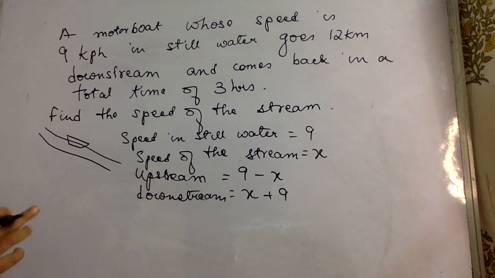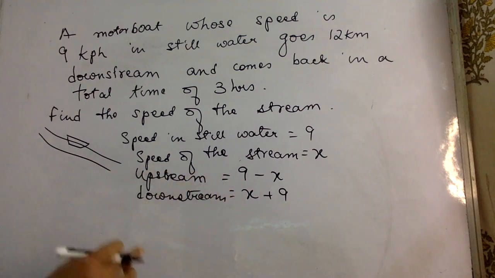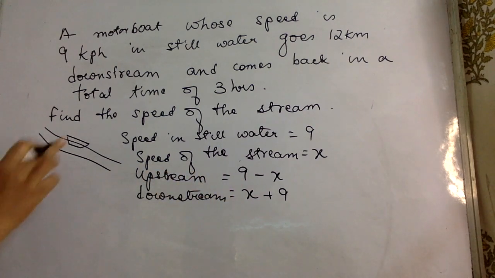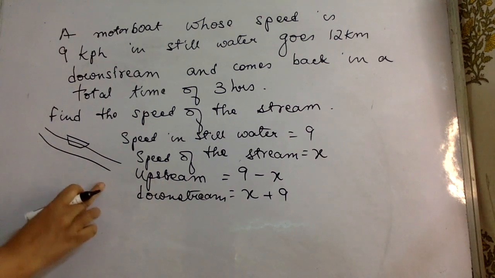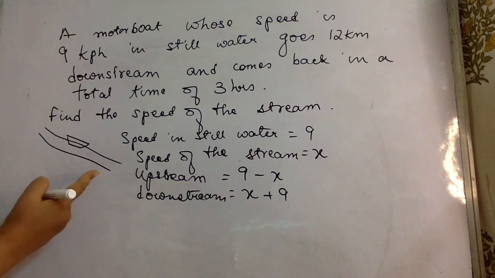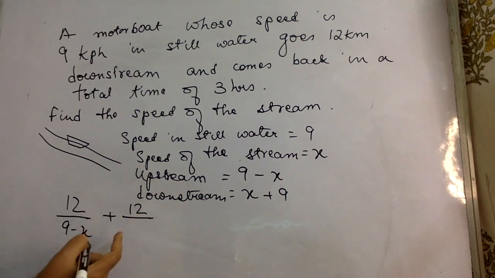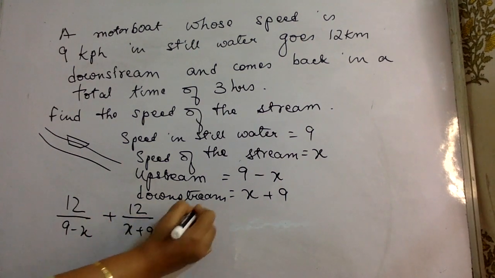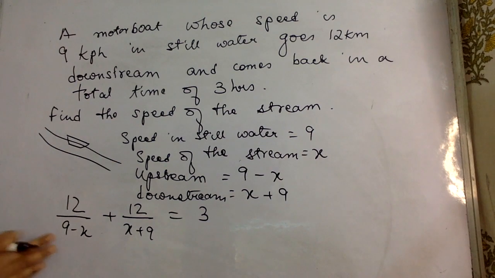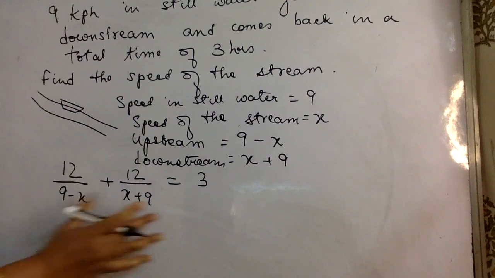A motorboat whose speed is 9 kilometers per hour in still water goes 12 kilometers downstream and then comes back in a total time of 3 hours. So the distance is 12 kilometers, then time to go upstream is distance by speed, and time to go downstream is again distance by speed, and that comes to 3 hours. So we have equated time here. This side is also time, this side is also time.